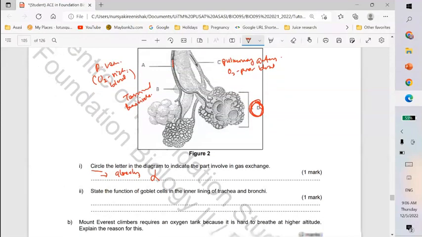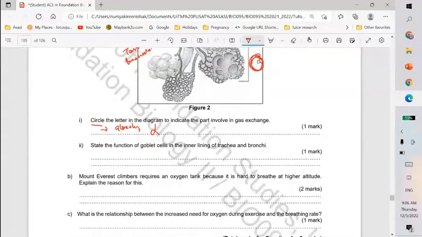Okay, so number two. Use Shafiq. State the function of goblet cell in the inner lining of trachea and bronchi. My answer is to produce mucus to trap the dirt or any pathogen that enter the respiratory airways. Okay. Can. There is the word mucus, so that is the key point.